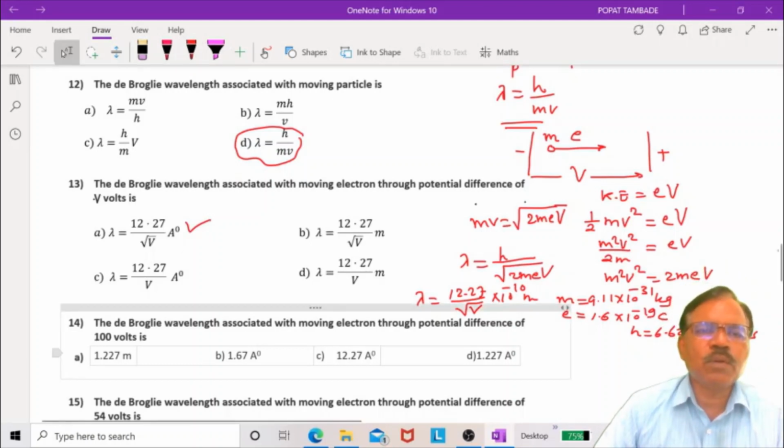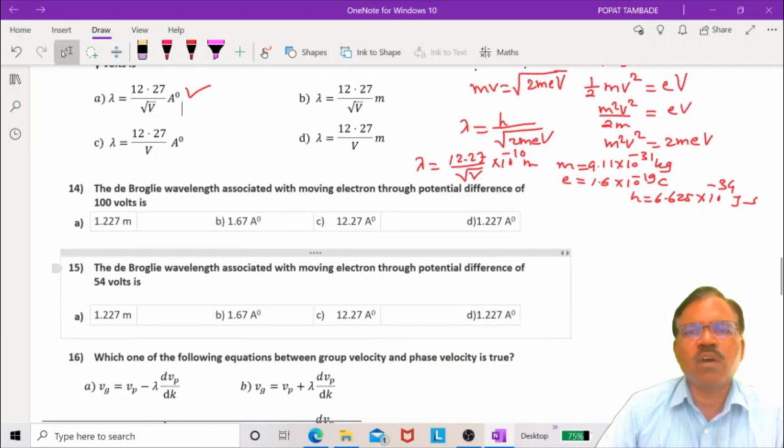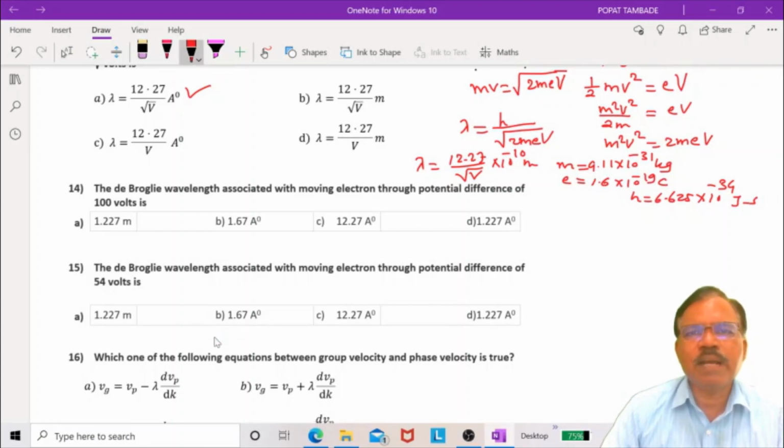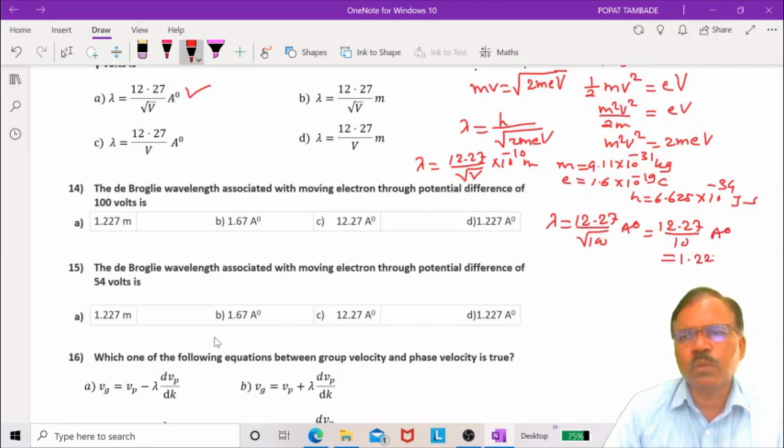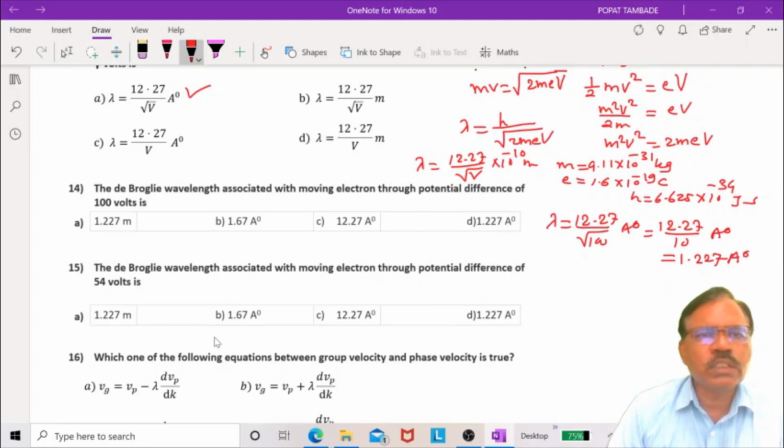Now, the de Broglie wavelength associated with a moving electron through a potential difference of 100 volts. We have lambda is equal to 12.27 upon root of V angstrom unit. So if we use lambda is equal to 12.27 upon root of 100 angstrom unit, root of 100 is 10. So 12.27 upon 10 angstrom unit is equal to 1.227 angstrom unit. So this last answer is correct.